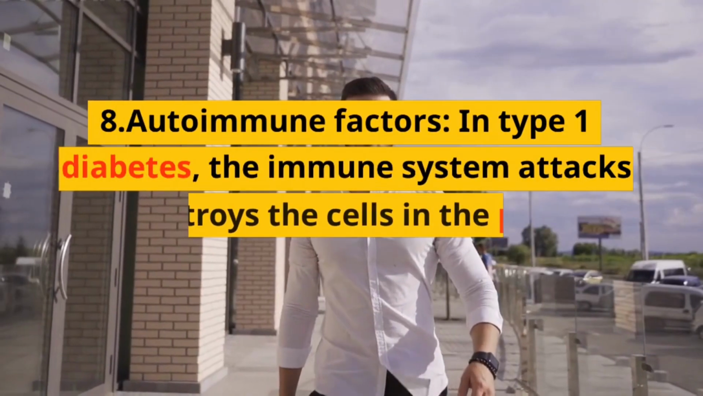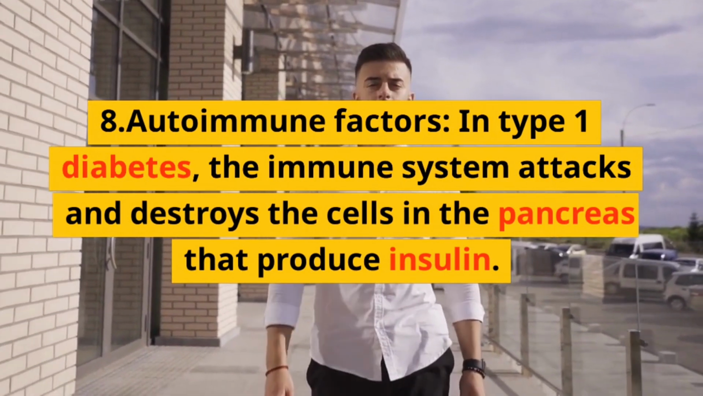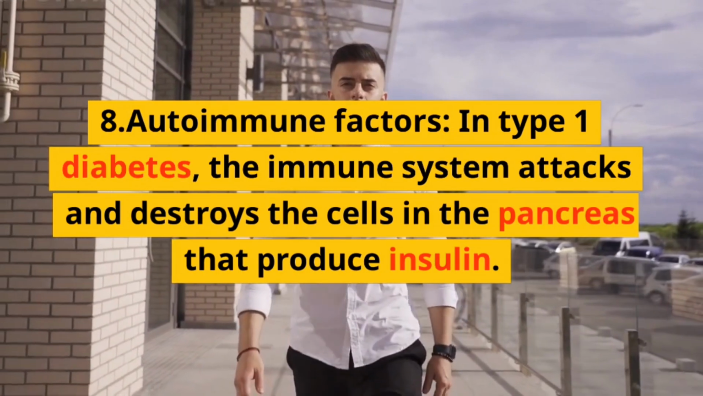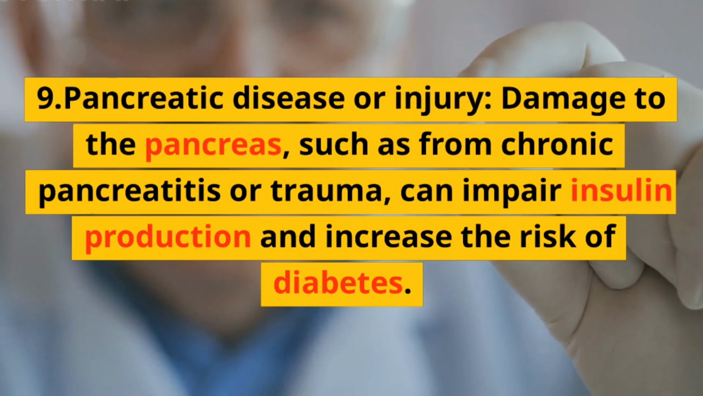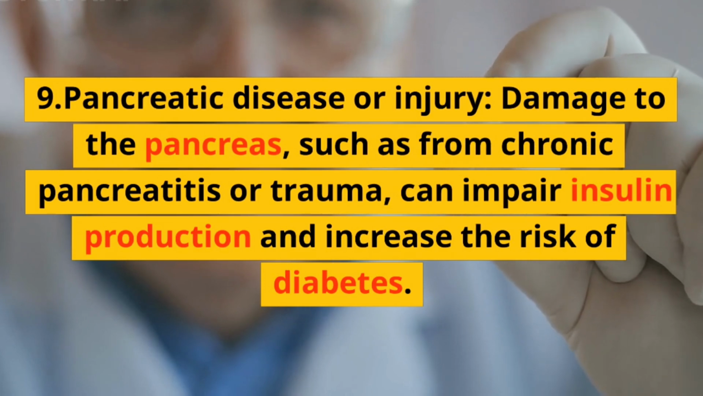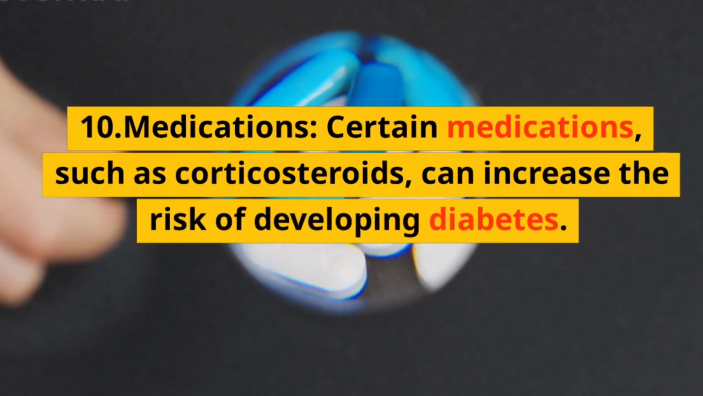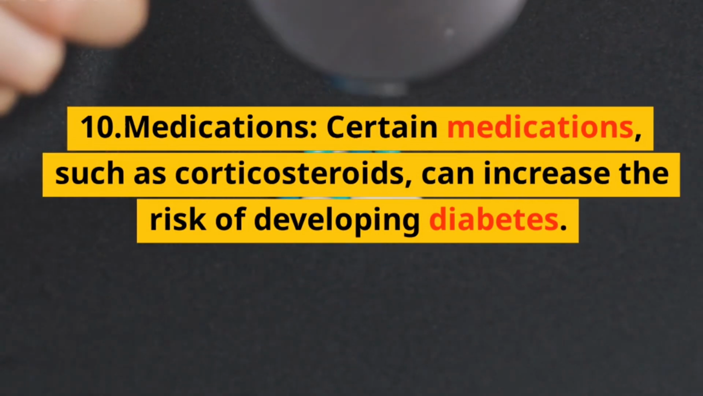8. Autoimmune factors. In type 1 diabetes, the immune system attacks and destroys the cells in the pancreas that produce insulin. 9. Pancreatic disease or injury. Damage to the pancreas, such as from chronic pancreatitis or trauma, can impair insulin production and increase the risk of diabetes. 10. Medications. Certain medications, such as corticosteroids, can increase the risk of developing diabetes.